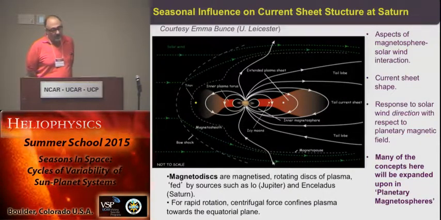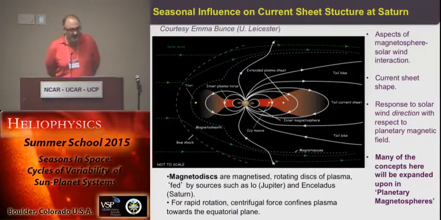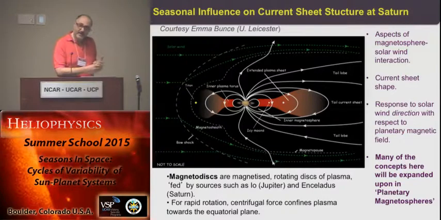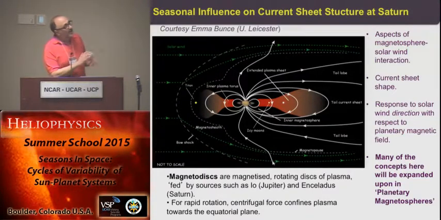Okay, so what I wanted to talk to you about today is seasonal influence on current sheet structure at Saturn, because I thought at the same time this was a good example of how seasonal effects influence magnetospheric structure of a giant planet. And also there's a nice link to the planetary magnetospheres lectures that I'll be giving next week.